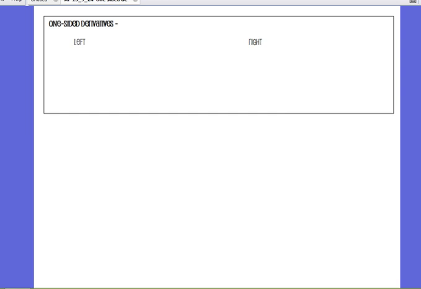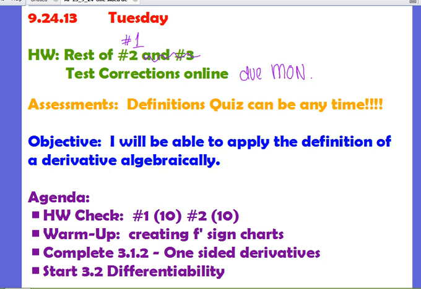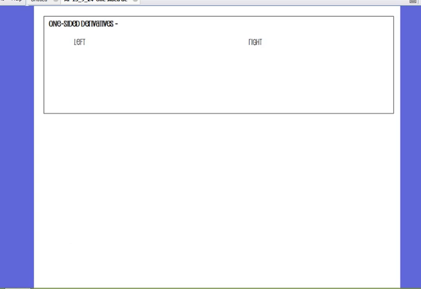So today in class we needed to finish up one-sided derivatives and I felt like we were a bit rushed. So I want to start the video with reviewing one-sided derivatives. So let's start off with the formula.